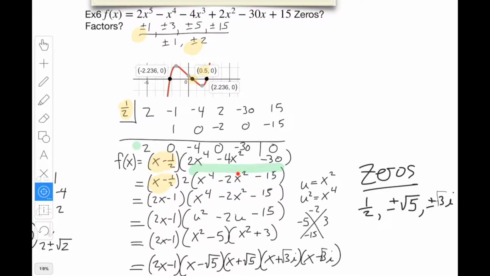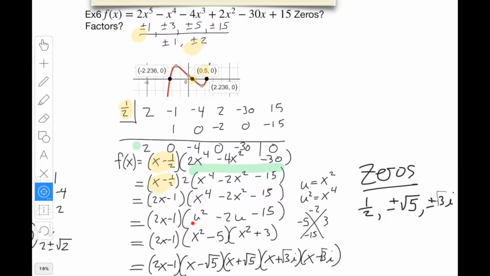So you can see what I did next is I factored out the 2. The greatest common factor is 2. And I'll bring it over to this side to cancel out the fraction. And it becomes 2x minus 1. Then I've got x to the 4th minus 2x squared minus 15. I'm going to do a u substitution. U is equal to x squared, so u squared is equal to x to the 4th.